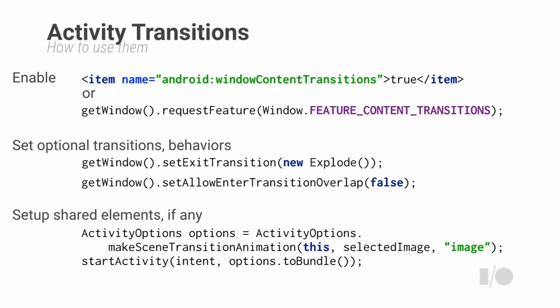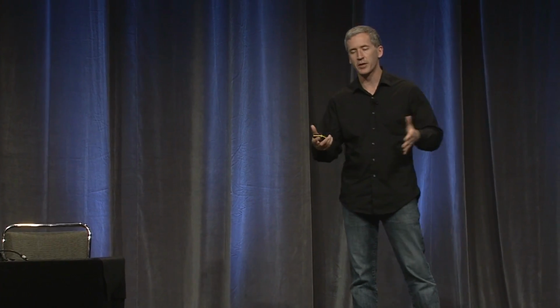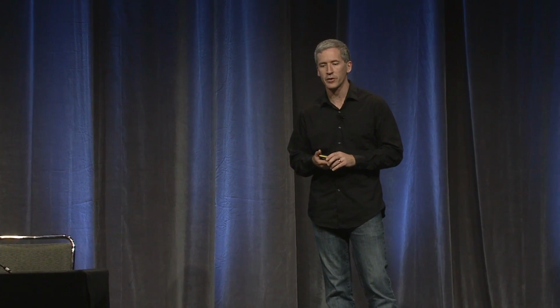You can also specify the overlap behavior. By default, we're going to overlap the animations of the enter and the exit at the same time, or as overlapped as they can be, depending on how long it takes the launched activity to actually inflate and get ready to go. Or if you want to choreograph it more carefully and say, no, I want this animation to finish first, then you can set the overlap property to be false instead.